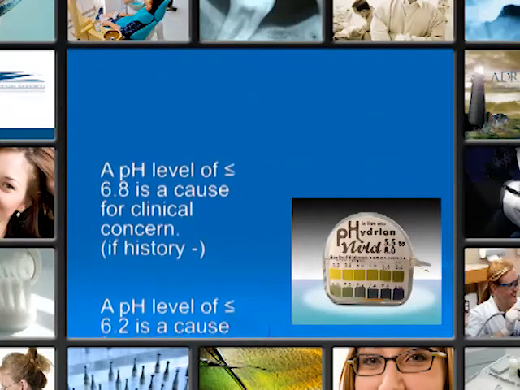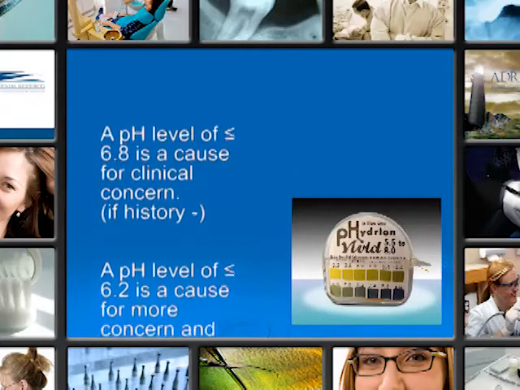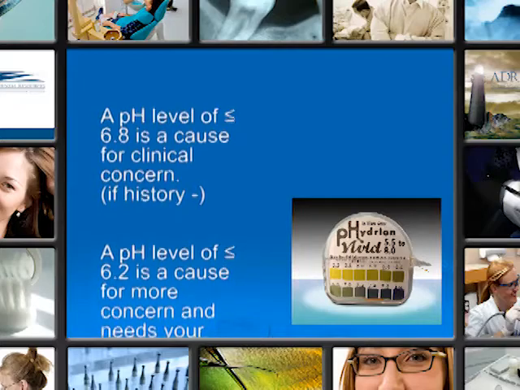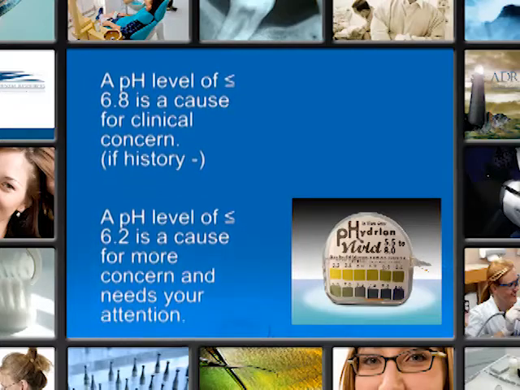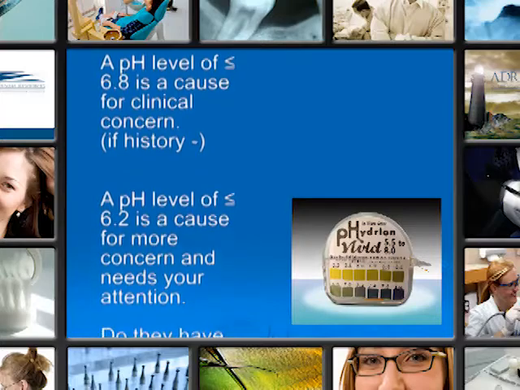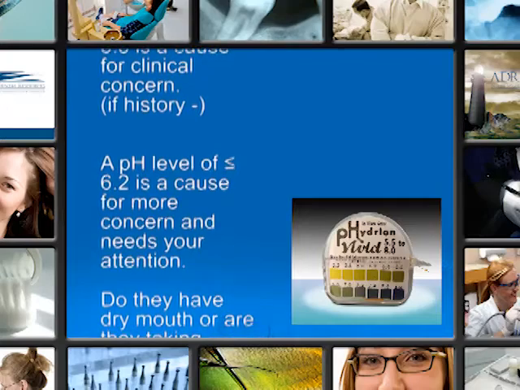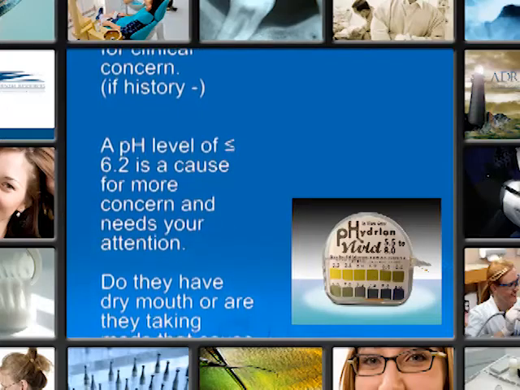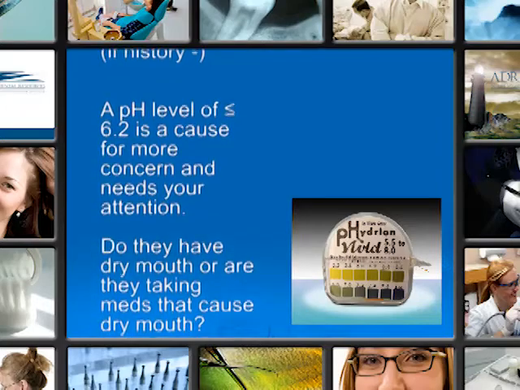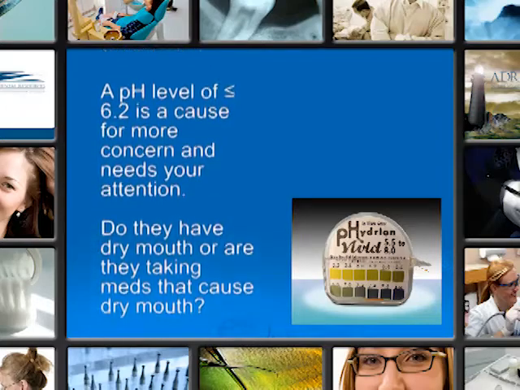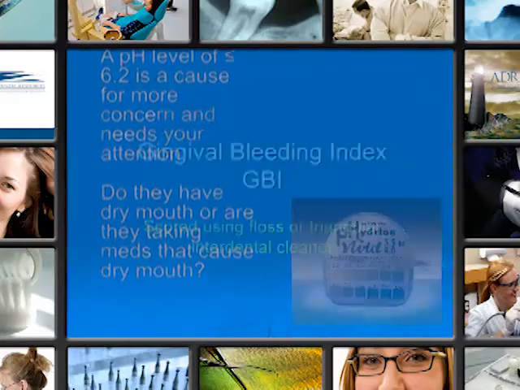A pH level of less than or equal to 6.8 is a cause for some clinical concern if the history is negative. In other words, if we're seeing that mom and dad have had cavities, that would be a negative history. A pH level of less than 6.2 is a cause for more concern and needs your attention. Questions that we ask ourselves at this point: do they have a dry mouth, or are they taking meds that can cause dry mouth? Dry mouth makes a child more susceptible, or a patient more susceptible, to dental decay.